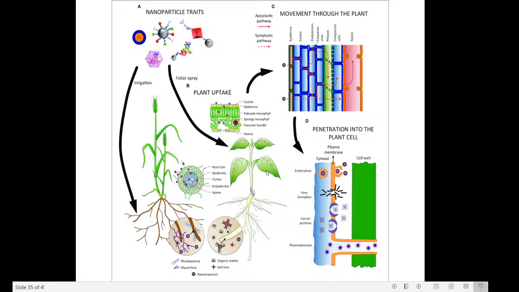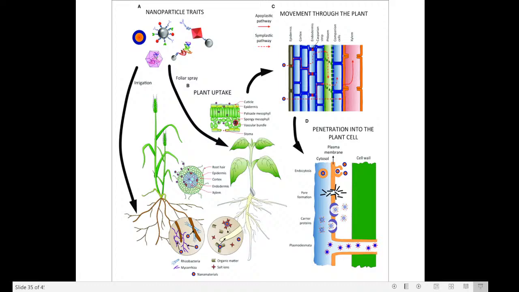Another thing is spraying. Spraying means that the ions in water are spread over the plant, and the leaves also absorb the water. There are two ways of translocation: one is through the root, another way is through the leaf.